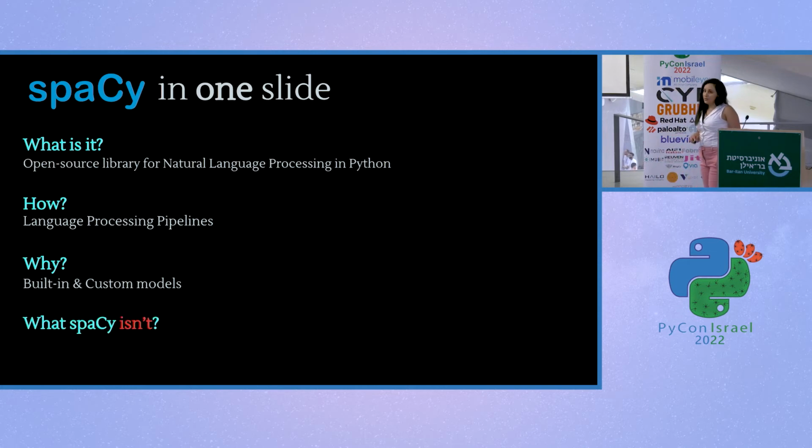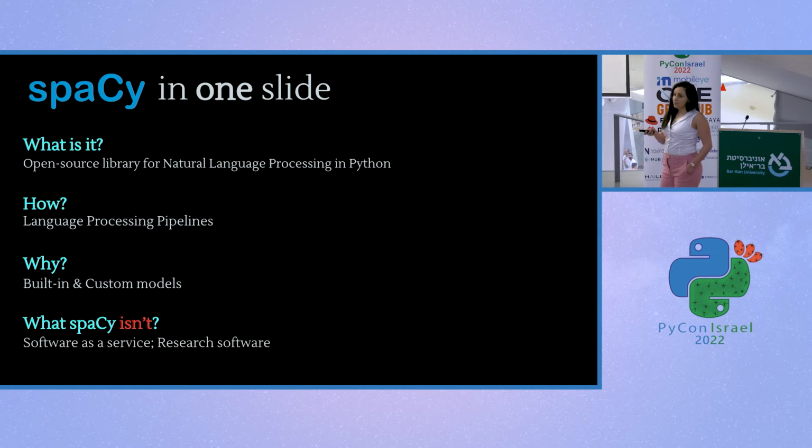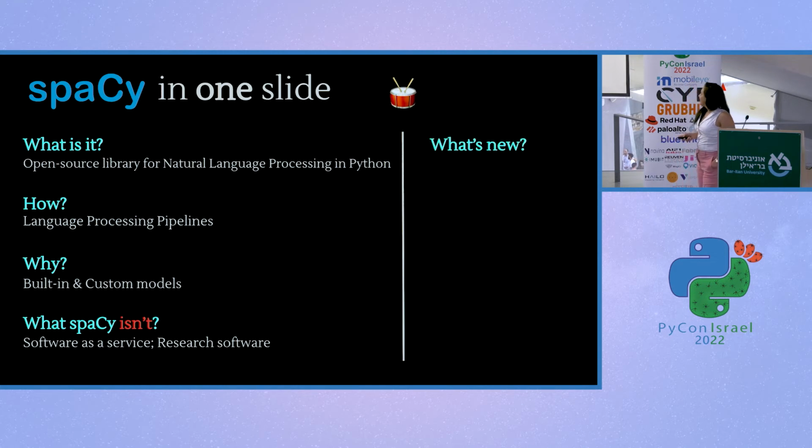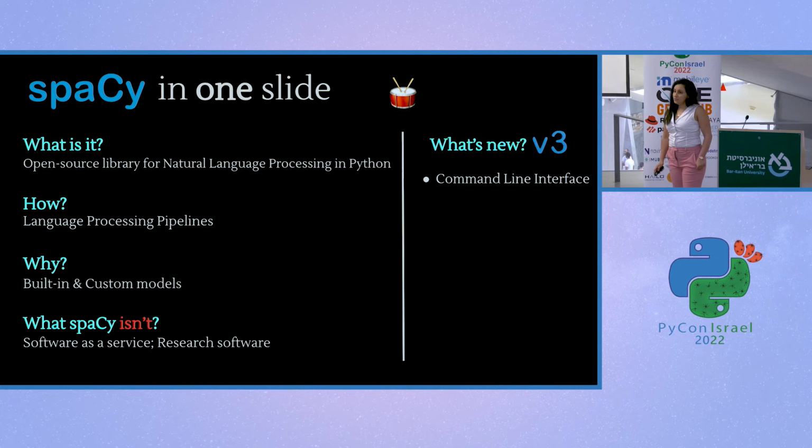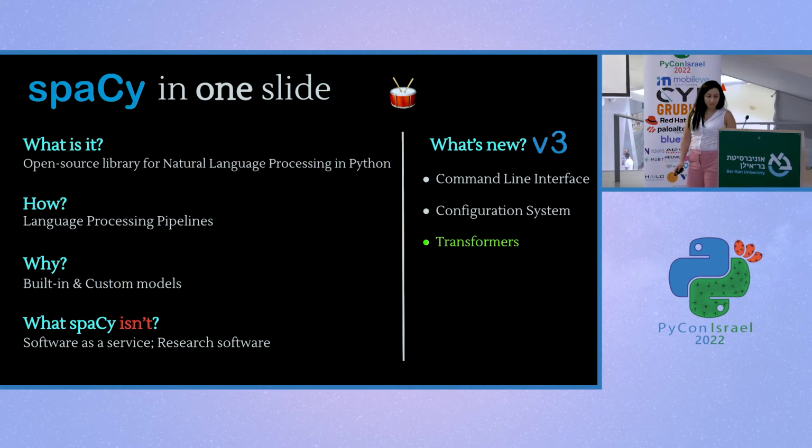And it's also important to understand what SpaCy isn't. It's not an API, it's not software as a service, and it's also not meant for pure research purposes. It's meant for production environments. And now for the exciting part. What's new in version 3? Version 3 expanded the command line interface that we're going to use, introduced a new configuration system, and added support for transformers.